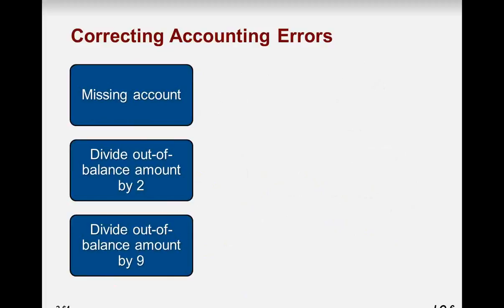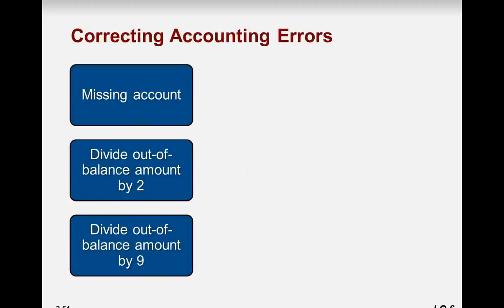A transposition means I mix my numbers up. Instead of putting $2,100, I put $1,200. I just changed the order of my numbers. And again, this would be divisible by 9 evenly. The difference would be divisible by 9. Okay.